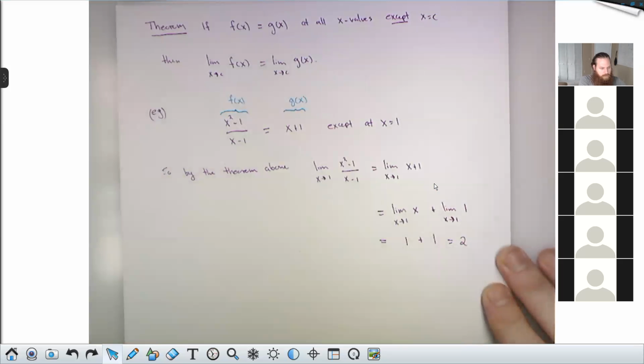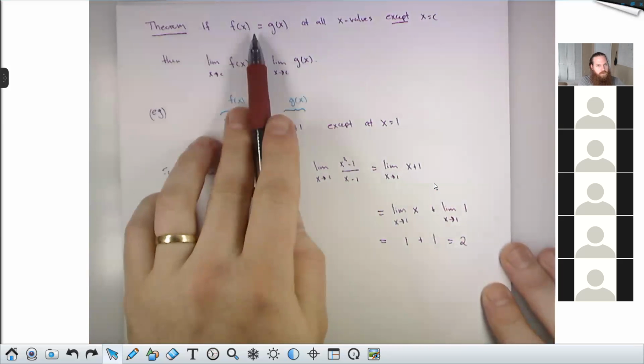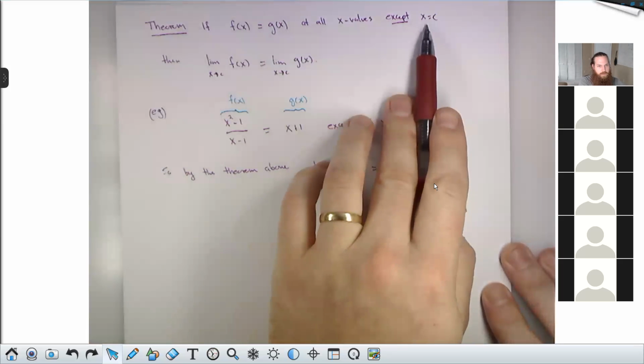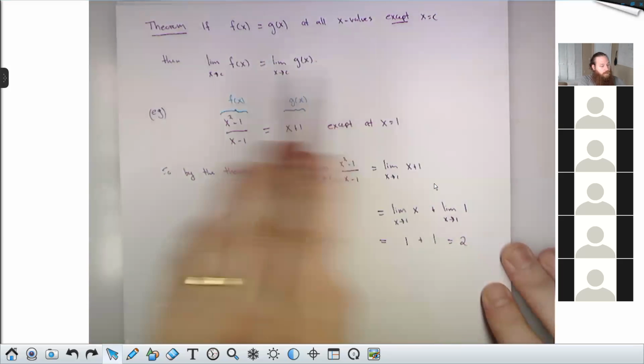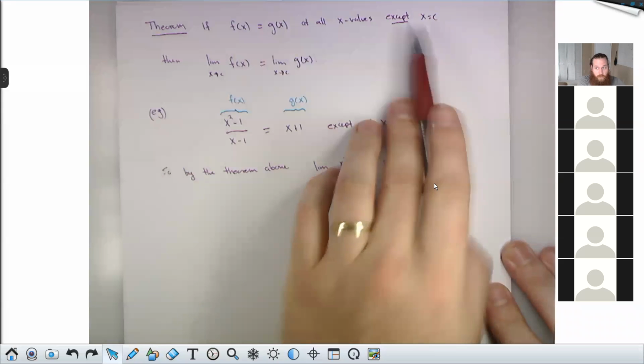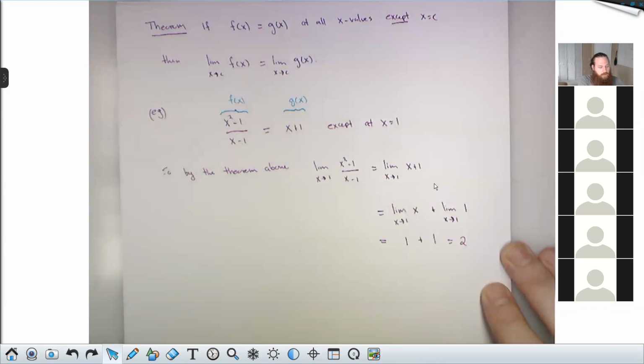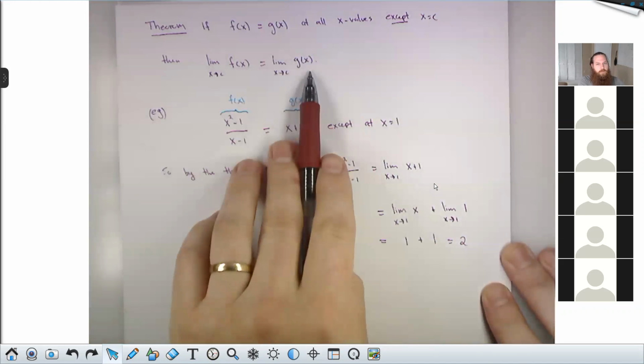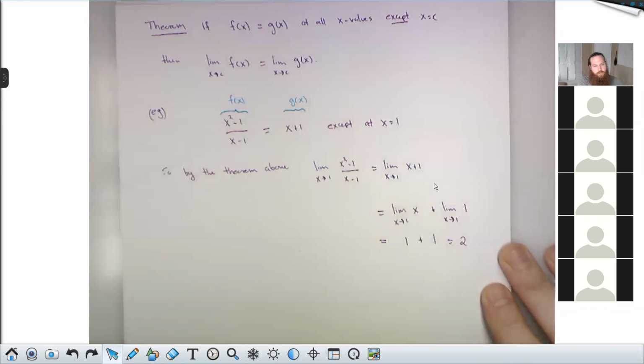I'll go back through those concepts again really quick one more time. What this theorem says is if you have two functions that are equal to each other everywhere except at x equals c, then in particular, they're equal to each other very nearby c, which means the limit as x approaches c of the one function is the same as the limit as x approaches c of the other function.